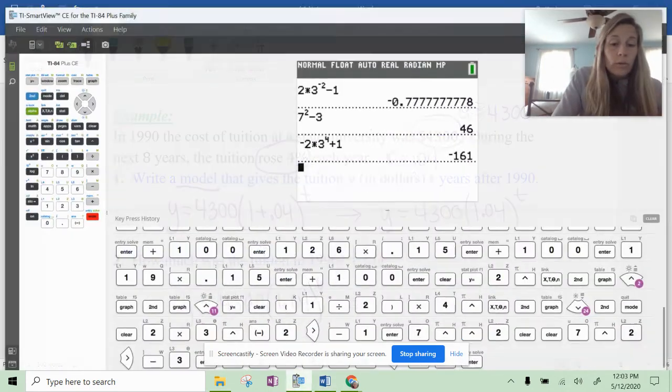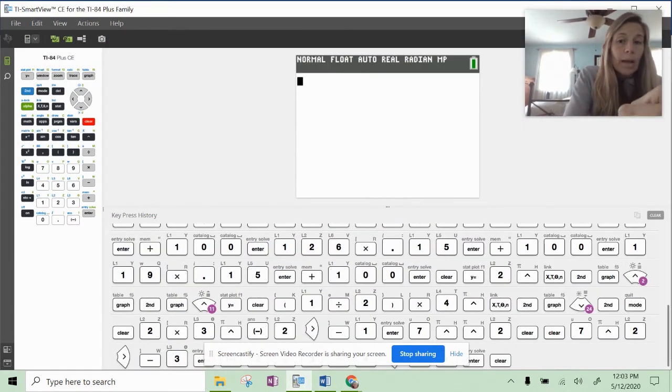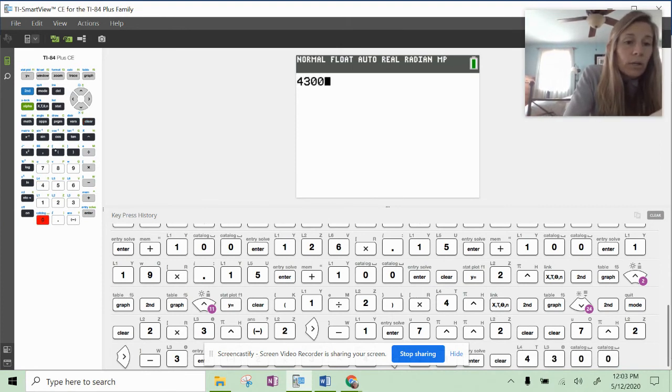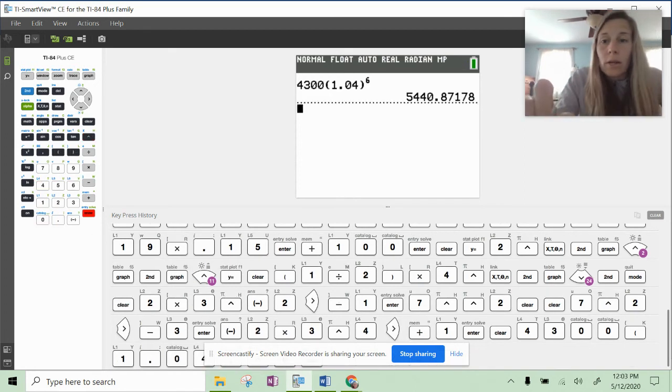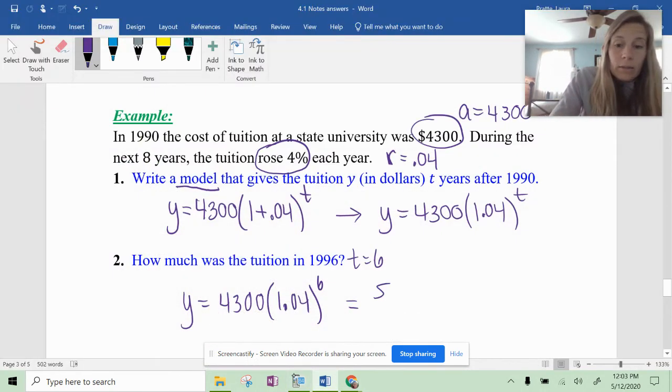And there's 2 ways you can do this on your calculator. So the first way is to just put it in the normal screen, right? So we have 4,300 times 1.04 raised to 6, and you get your answer, which is 5,440 and 87 cents.